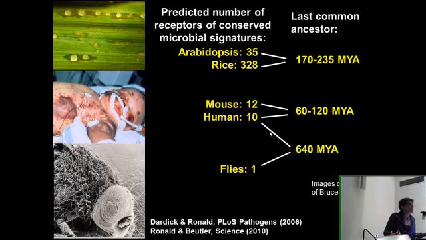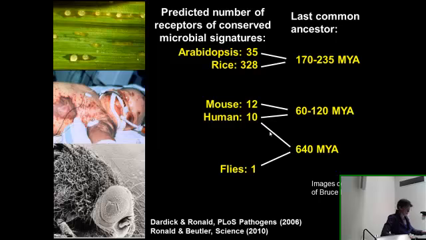Rice, maize, and wheat are the most important crops for sustenance, and wheat and maize are also monocots. They also have a huge number of receptors. So for those of you interested in innate immunity, if you think there are just too many animal biologists working on this, I encourage you to look at plants.